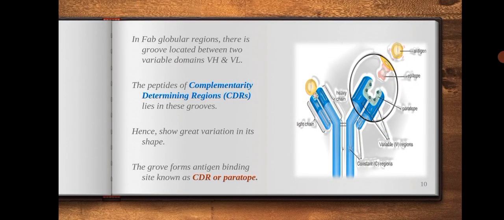In the Fab globular region, there is a groove located between 2 variable domains, that is VH and VL. The peptides of complementarity determining regions lie in these grooves, hence show great variation in shape. The groove forms the antigen binding site known as CDR or paratope.